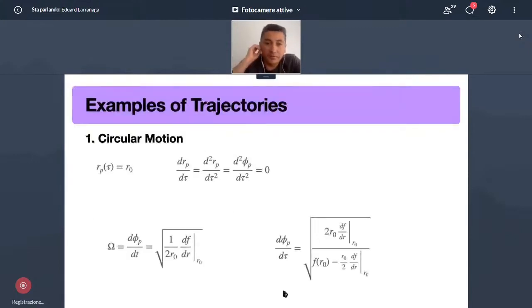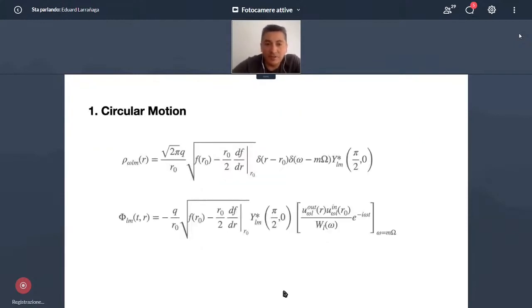The first example corresponds to a point particle in circular motion around the central object. Obviously, this trajectory has a constant radius, and therefore the radial velocity and radial acceleration are zero. Hence, it is straightforward to identify the angular velocity both as d phi dt as well as d phi d tau. After changing the variable tau by phi and integrating, we obtain the general form for the density coefficients, and with this expression, the coefficients in the field decomposition.